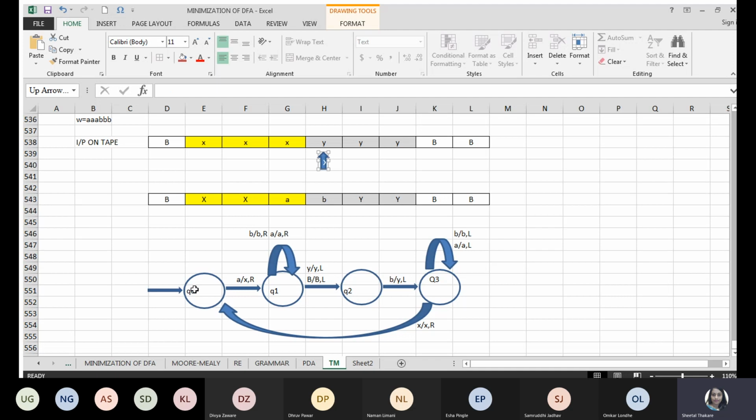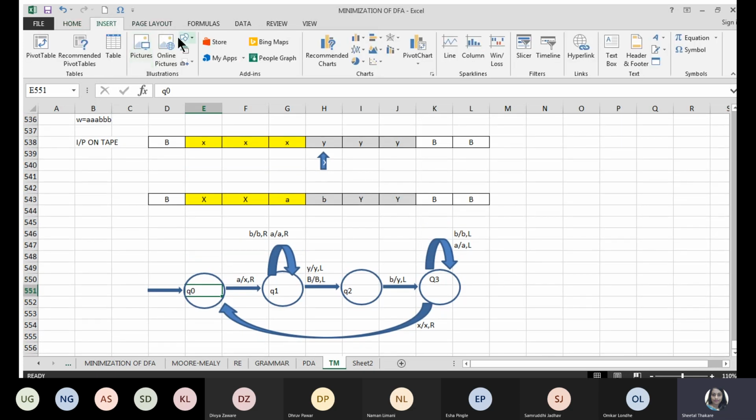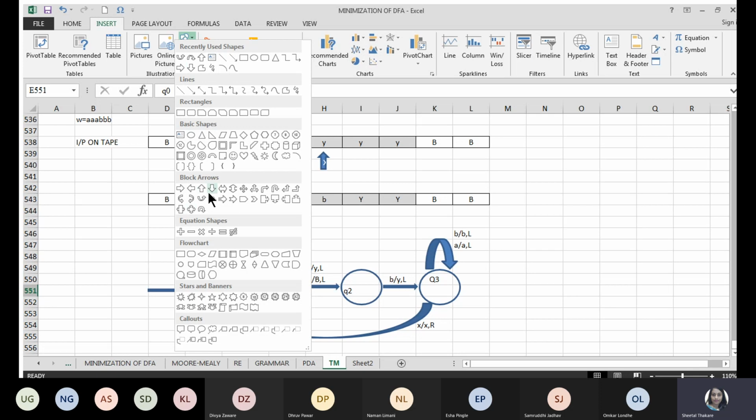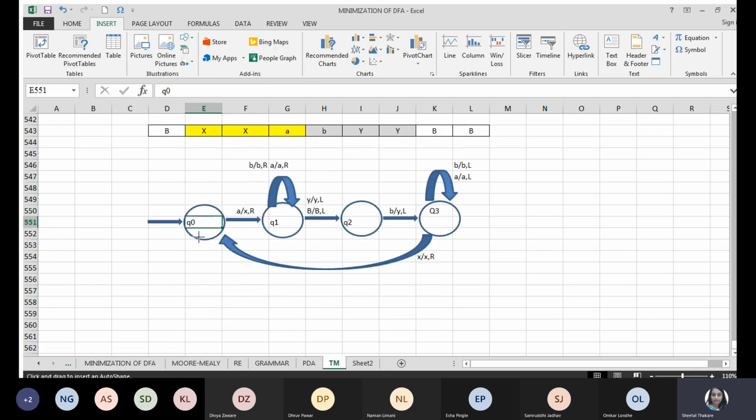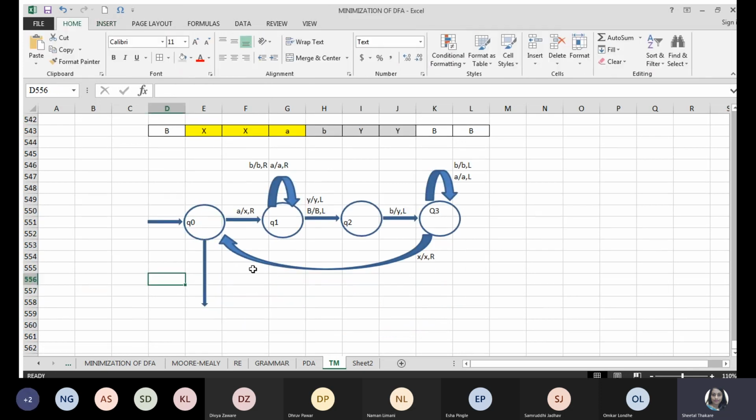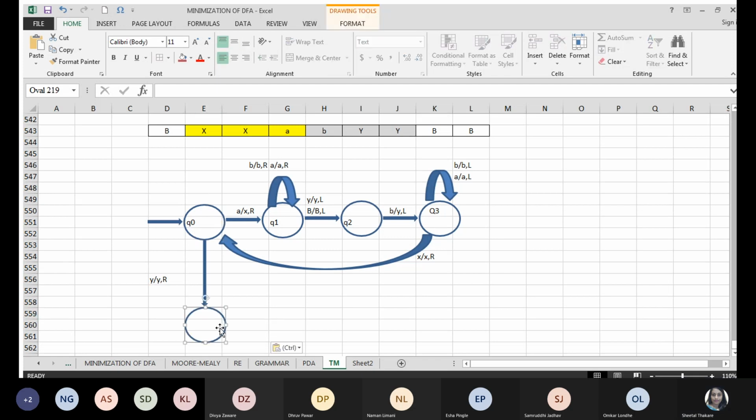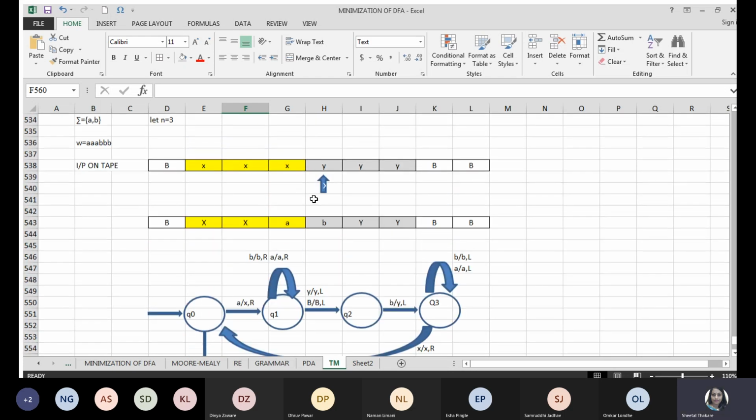अभी right you are in Q0. You are expecting A, but you got Y. So this will be your accepting condition. If it is Y, let it be Y. You can say you are moving to right. Q4. You are moving to right.